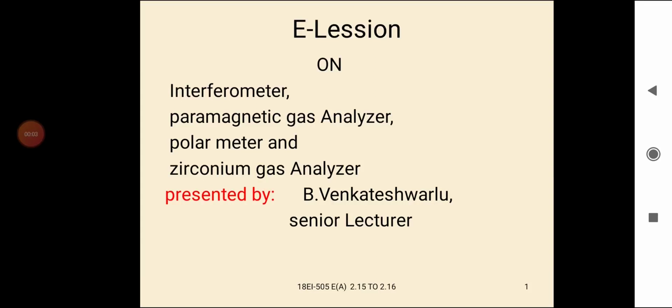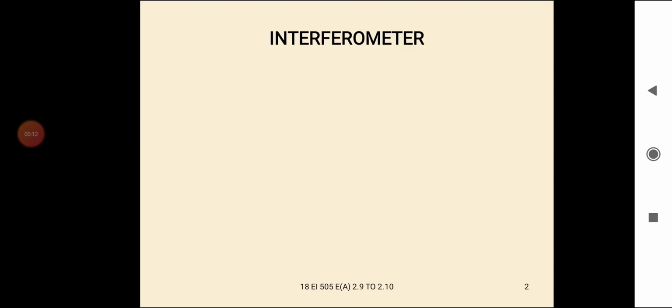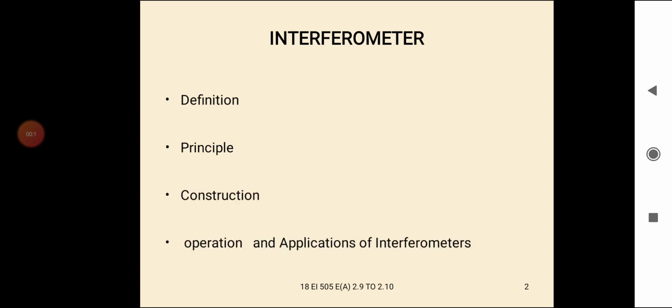E-lesson on interferometer, paramagnetic gas analyzer, polarimeter and zirconium gas analyzer. Interferometer: its definition, principle, construction, operation and application.